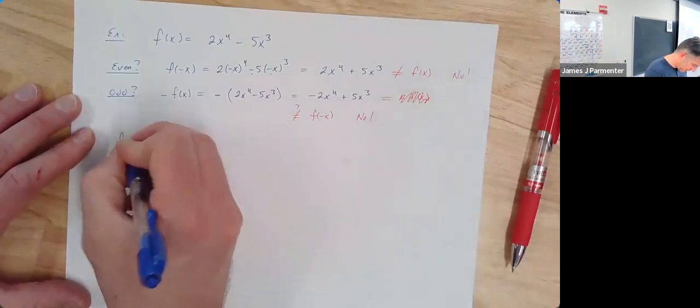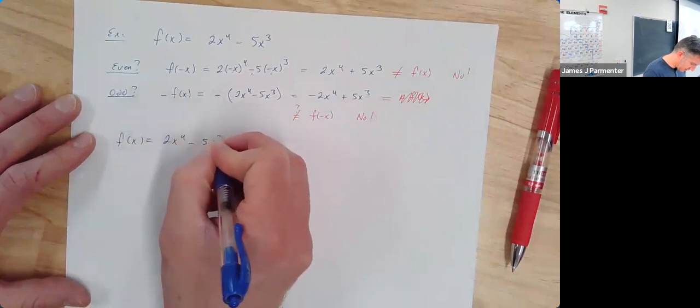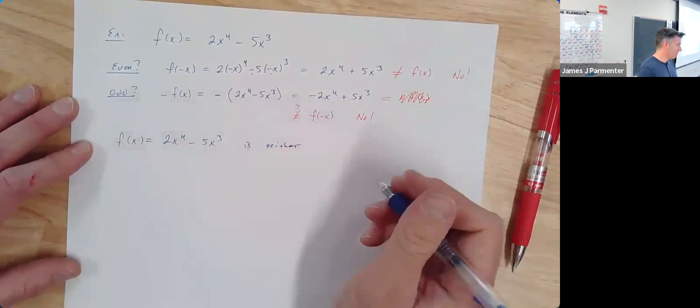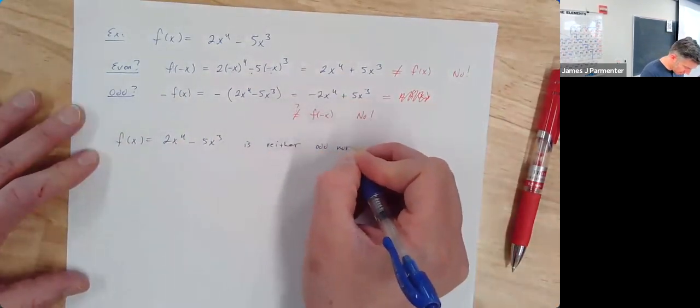So f of x equal to 2x to the fourth minus 5x cubed is neither. You can probably just write neither, but you want to be grammatically correct. So neither odd nor even.